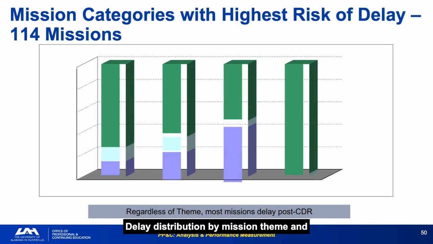Delay distribution by mission theme and project phase across astrophysics, earth science, heliophysics, and planetary. Most missions delay post-CDR regardless of theme. Planetary missions delay least often, primarily because they have fixed launch windows that force schedule discipline, and the consequences of missing a window are so severe that everyone takes the schedule seriously.